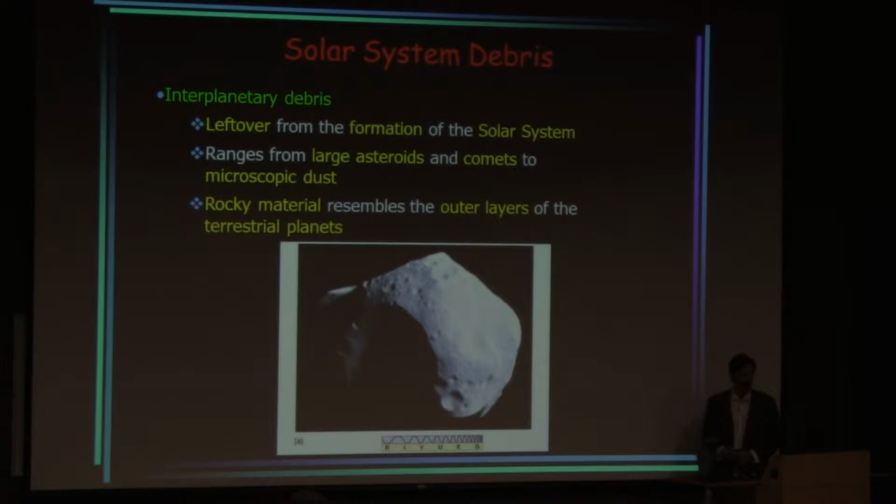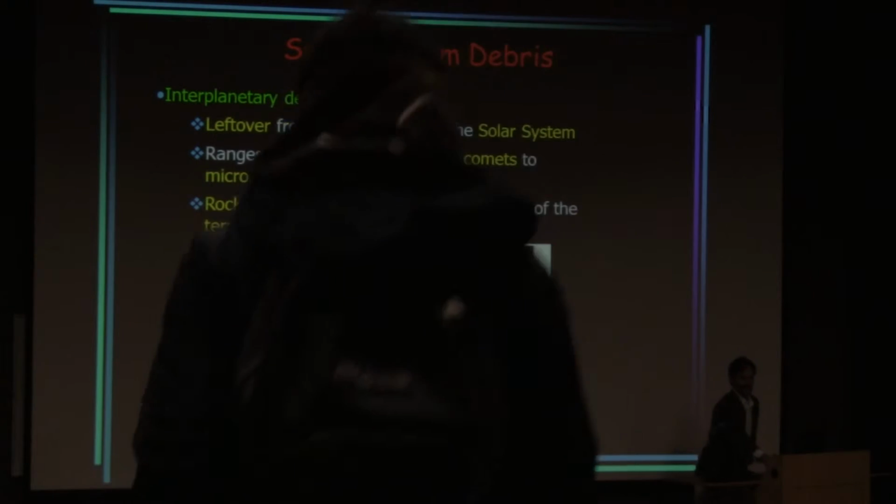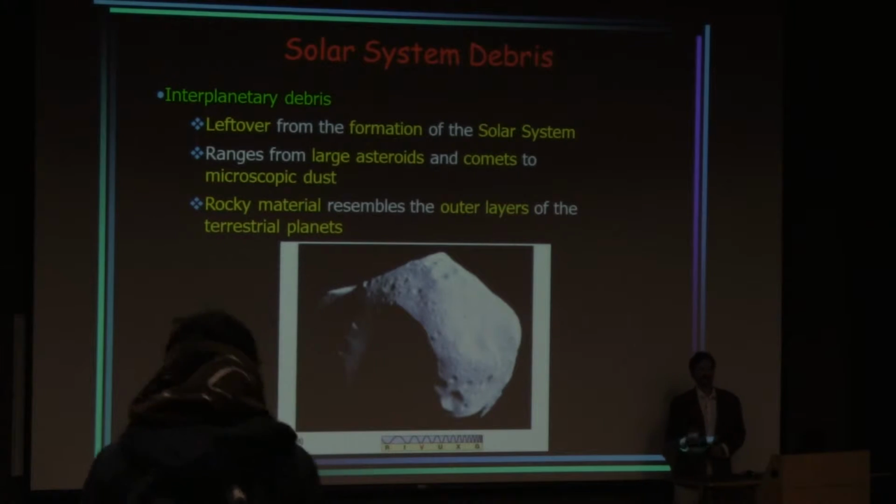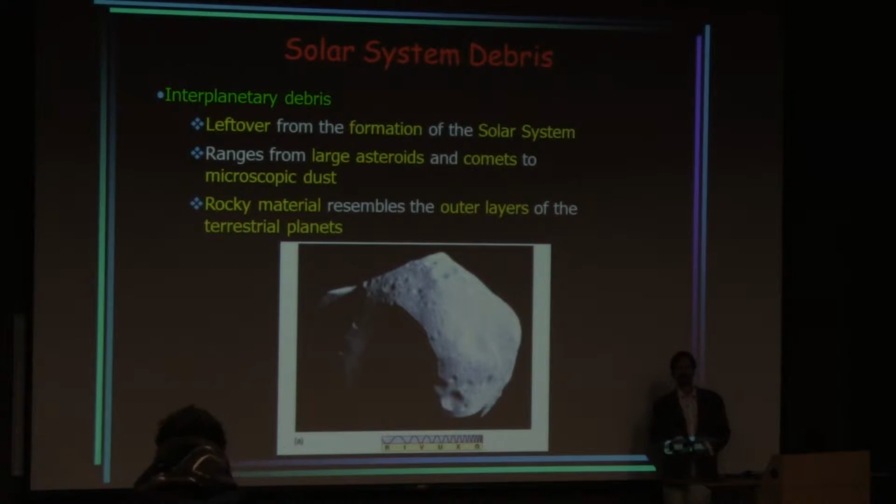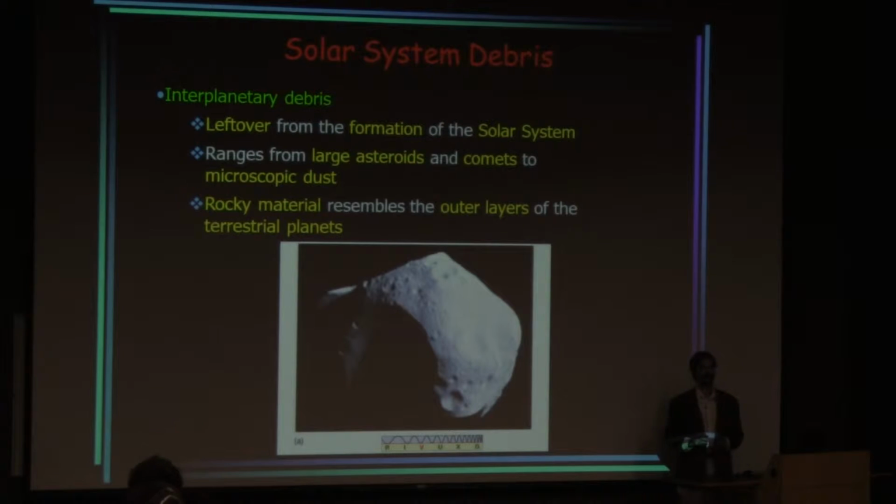Okay, so basically, the formation of the solar system turns out to be a pretty darn efficient process that really utilized by far most of the material that was available for the formation of planets. There's very, very little left that was not incorporated into a planetary body. So this material that's left, we call interplanetary debris, left over from the formation of the solar system.